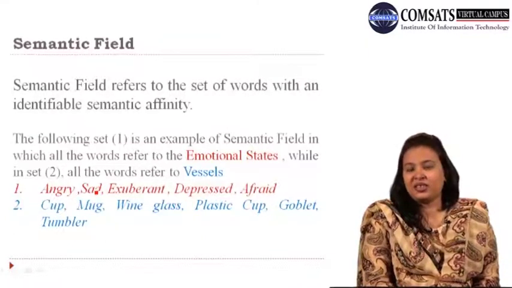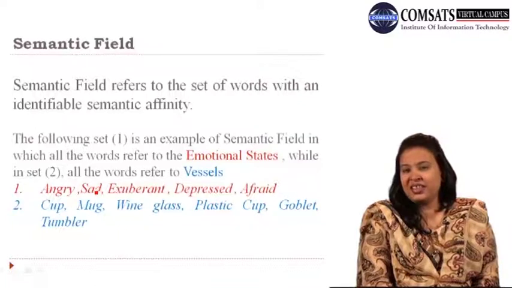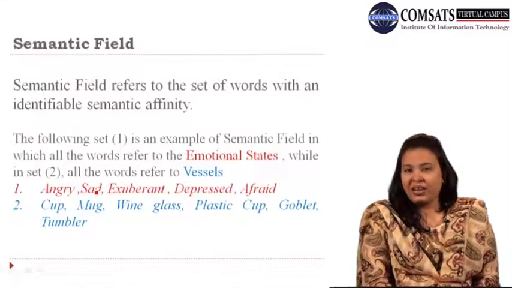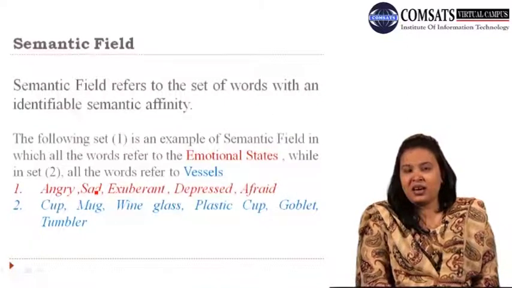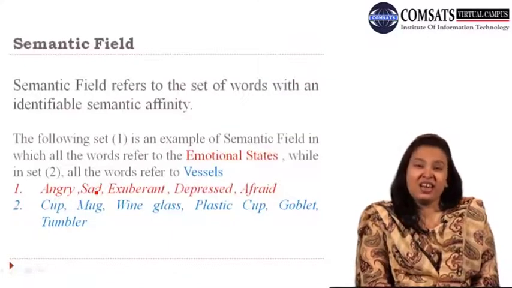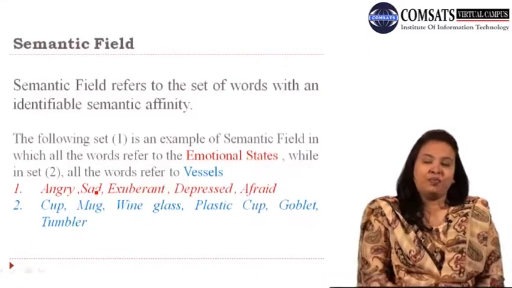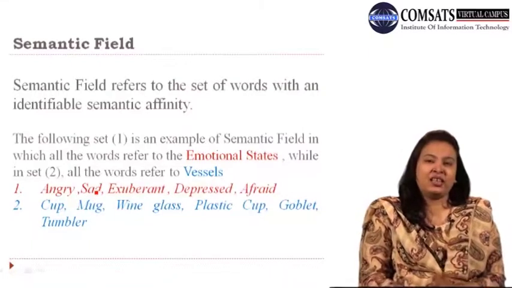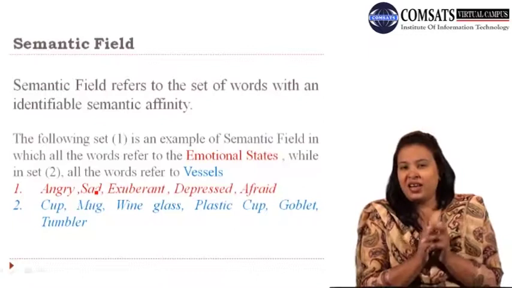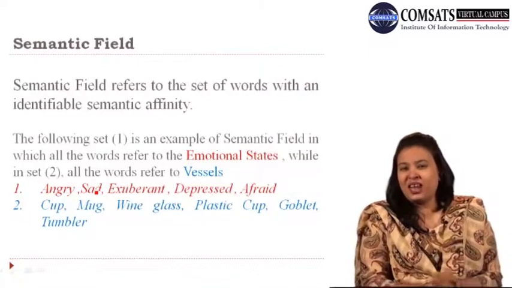Now look at the second list of words: cup, mug, wine glass, plastic cup, goblet, tumbler. What are these words? Definitely you know their meanings. What is the link between these words? What is the semantic field? Again, semantic field is semantic affinity. What is the relationship between all these words?